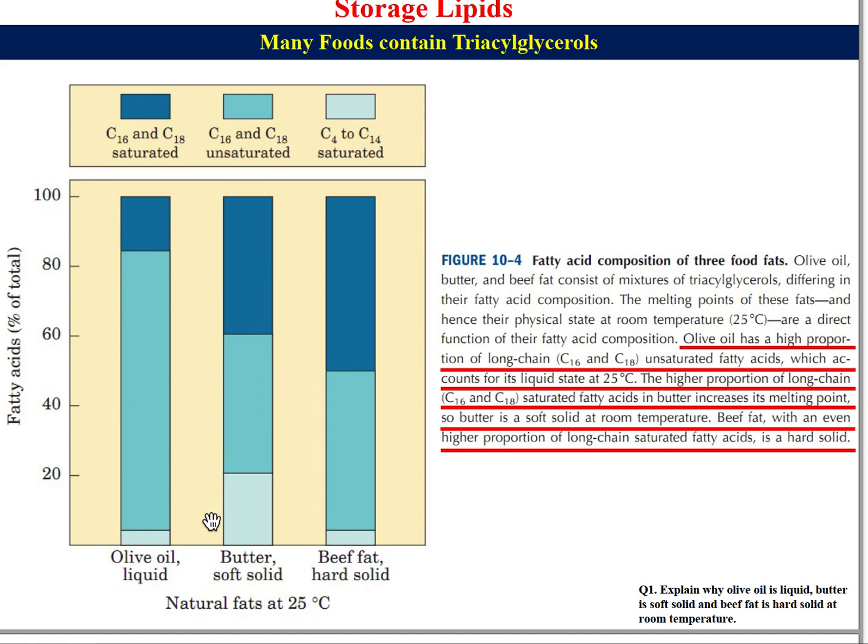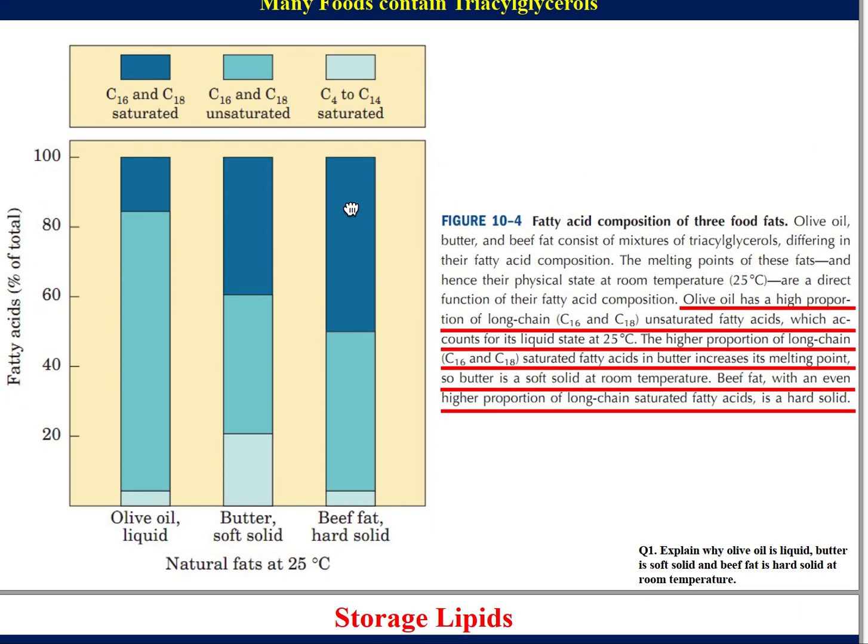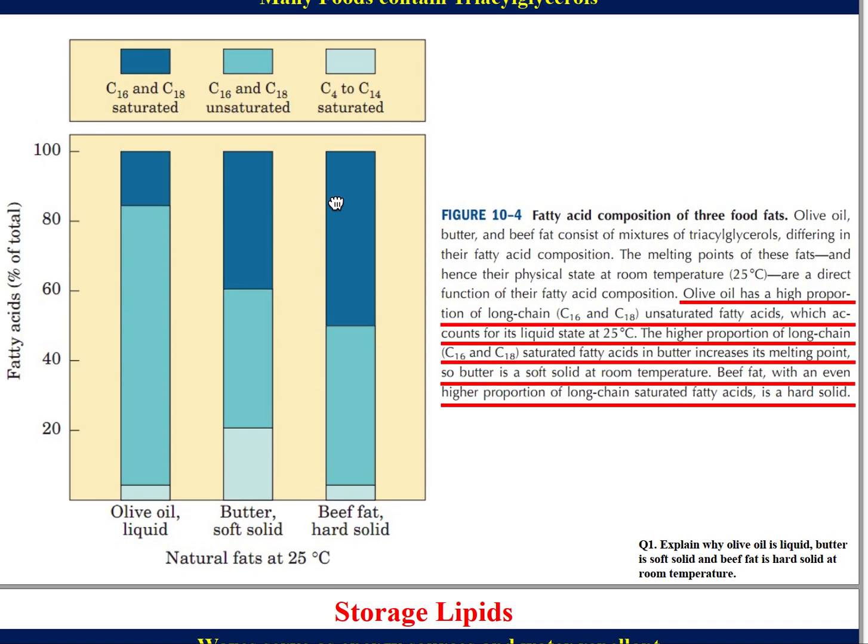But this is semi-solid because the saturated part is higher than the unsaturated part. And this is hard solid because it contains higher saturated fatty acids, so this is a fat. A high proportion of long chain saturated fatty acids increases its melting point, as in butter and the like.